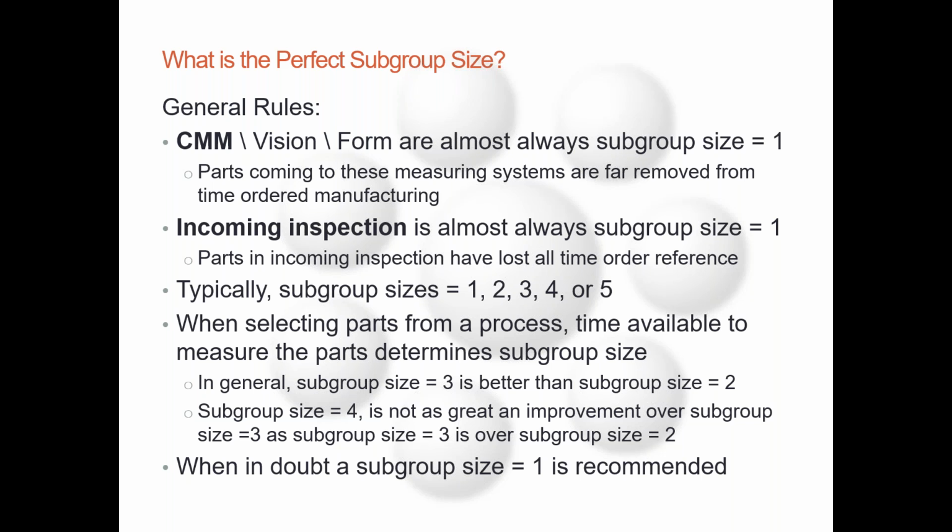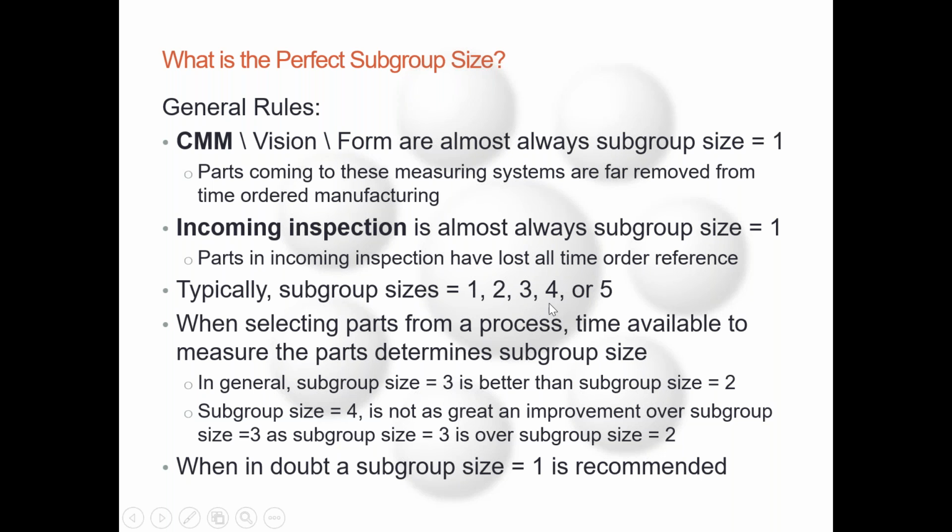And again, this is the same thing. When you get to incoming inspection, you have lost all time-ordered reference to the data. And so you just use a subgroup size of 1. You'll find this is a little controversial. Some people argue I can't go with a subgroup size smaller than 2. Your software should support a subgroup size of 1. And if someone wants to argue strongly about it, if you have an in-house person that's an expert on the subject, or use a consultant, you can always talk to them about it.